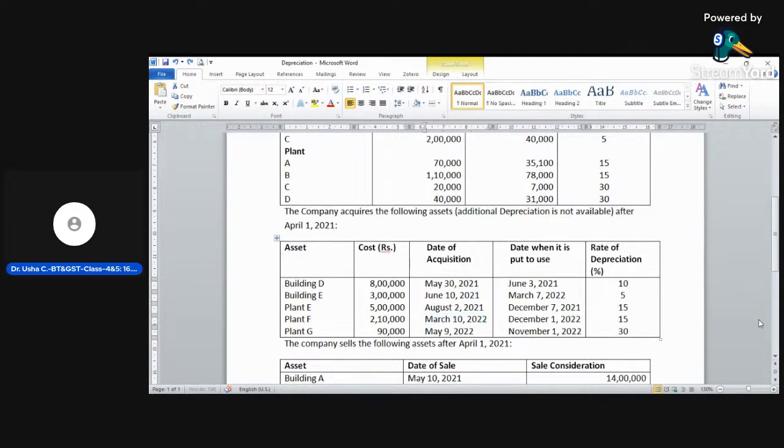You can calculate: in November 30 days, December 31 days, January 31 days, February 28 days, then March 31 days. How much is it? I'll repeat again. November 30 days, December 31 days, January 31 days, February 28 days and March 31 days. Totally 151 days, correct. Only 151 days used, but not 180 days. So only half of the depreciation will be charged for Plant G.